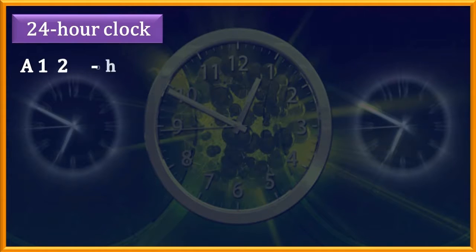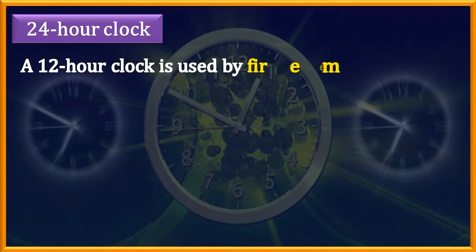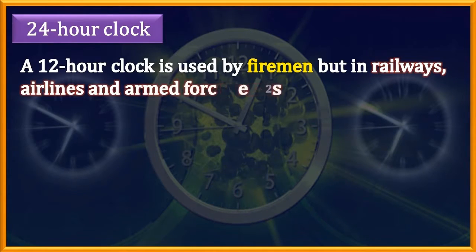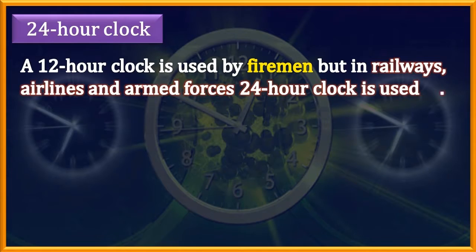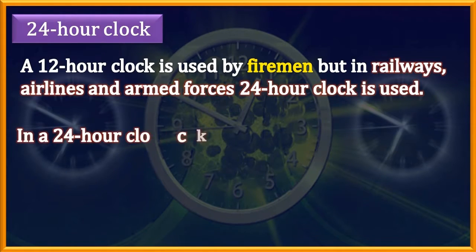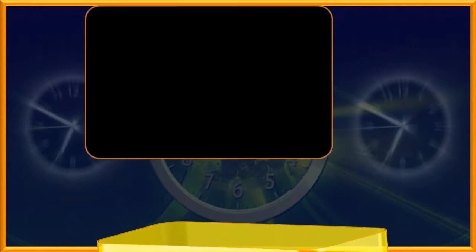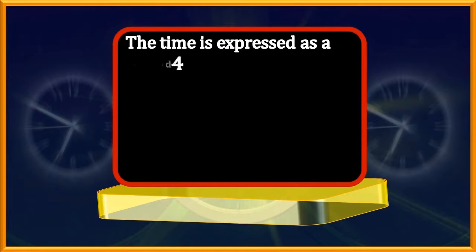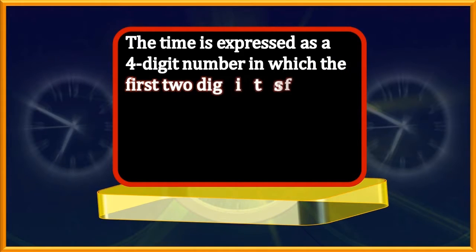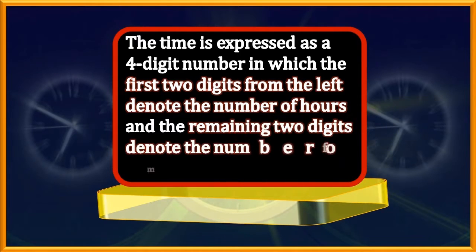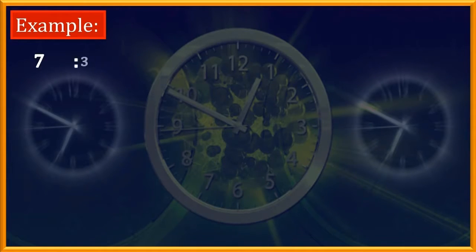24-hour clock. A 12-hour clock is used by firemen, but in railways, airlines and armed forces, 24-hour clock is used. In a 24-hour clock, time is read from 1 to 24 hours. The time is expressed as a 4-digit number, in which the first 2 digits from the left denote the number of hours, and the remaining 2 digits denote the number of minutes.